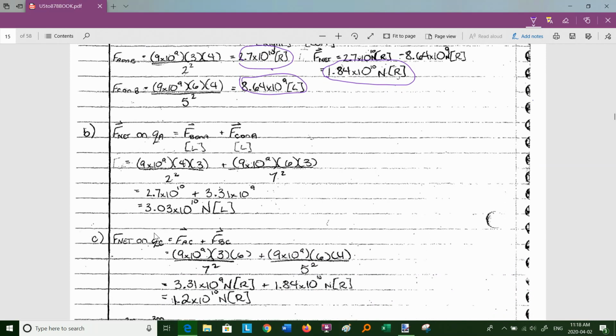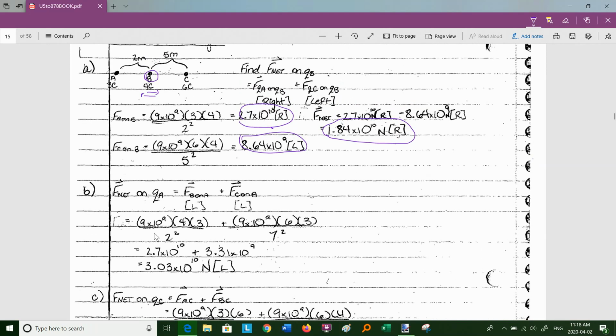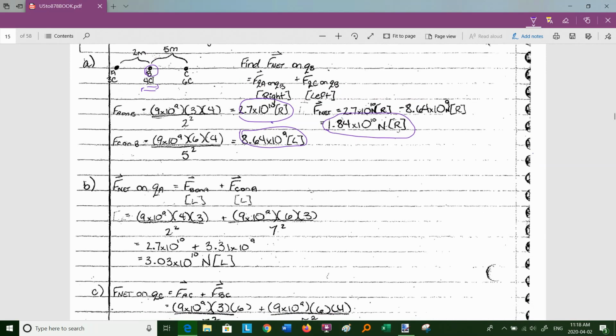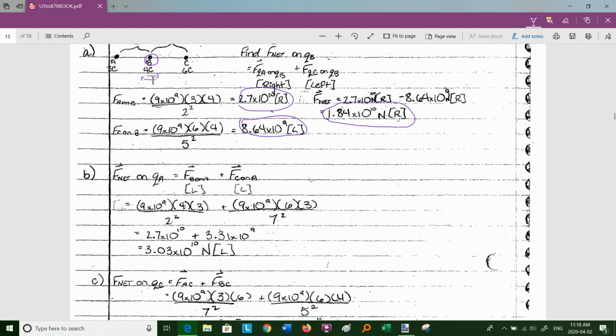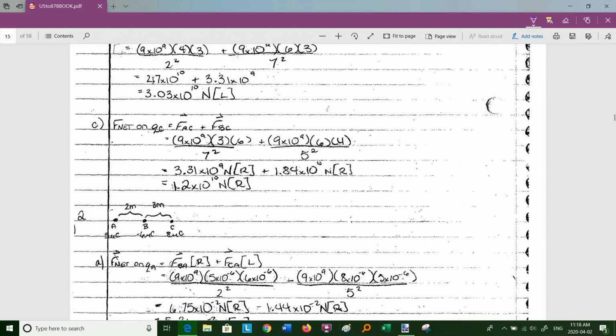So A pushes C to the right, B pushes C to the right. Some people think that somehow there's some blocking going on, that A can't see where C is because B's in the middle. No, just pretend that B's not there. When you want A on C, just go straight from A to C and get the force. When you want B on C, straight, not Beyonce, but B on C, it's to the right. So I add those together and I get 1.2 by 10 to the 10 newtons.